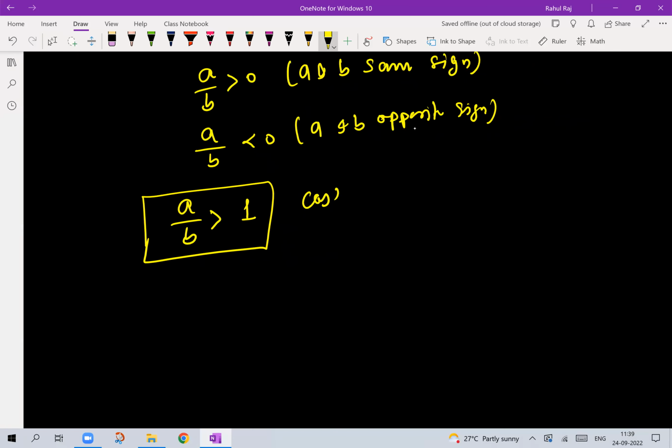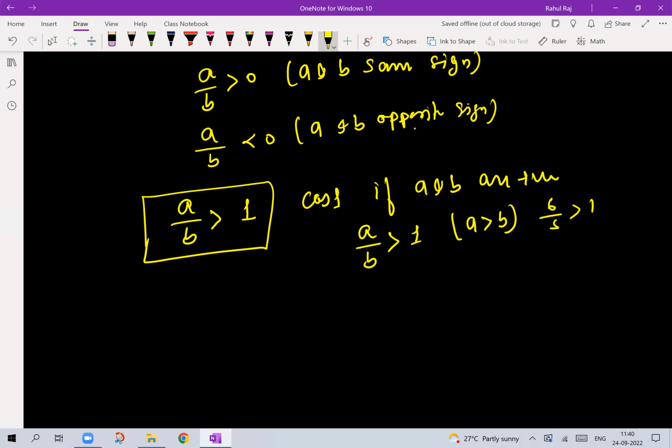Case 1 says, if A and B are positive, then A over B can be greater than 1 only when A is greater than B. Please understand, 6 by 5 is greater than 1, 4 by 5 is less than 1. So this case will not happen. So if you are considering A and B positive, then for A over B to be greater than 1, A should be greater than B. Is this understood?